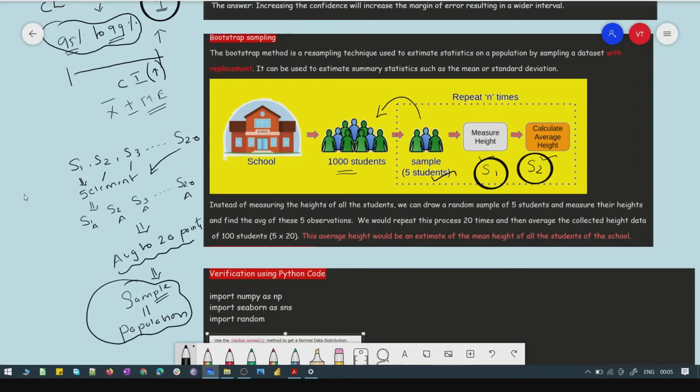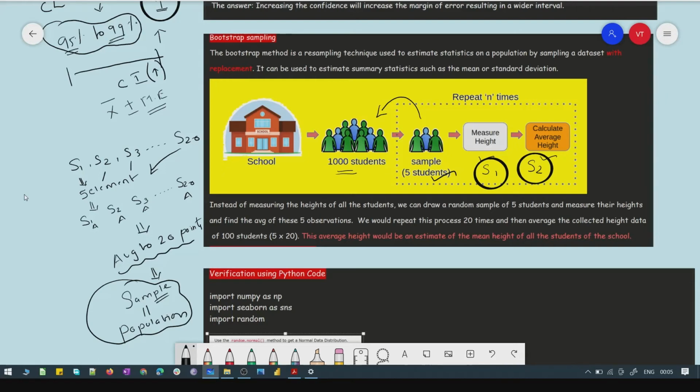So what I'm saying is that I have a school, and there are 1,000 students studying in the school. I don't have the time or the resource to measure all 1,000 students, so I take a random sample of 5 students, measure their height and find the average height. That's sample number S1. Now I put these 5 students back into the population and pick another sample of 5 people, measure them, get an average, and keep it separately. That will be sample S2.